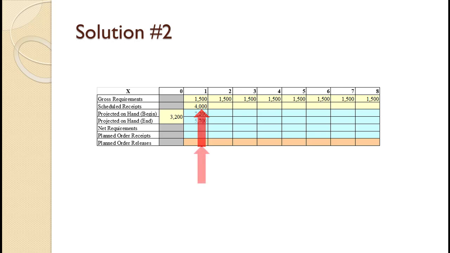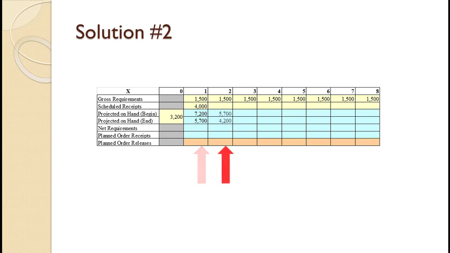Scheduled receipts increase beginning inventory in the period they are received. So, beginning inventory is 3,200 plus 4,000 equals 7,200. That exceeds the 1,500 needed, so net requirements are 0. Ending inventory is 7,200 minus 1,500 equals 5,700.